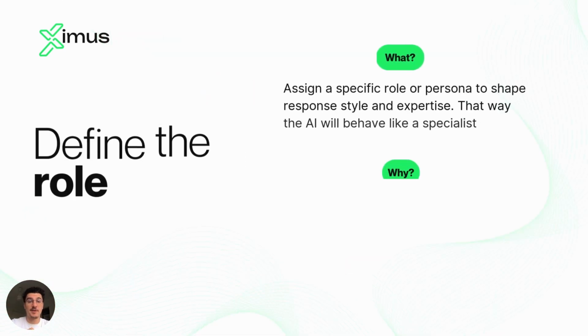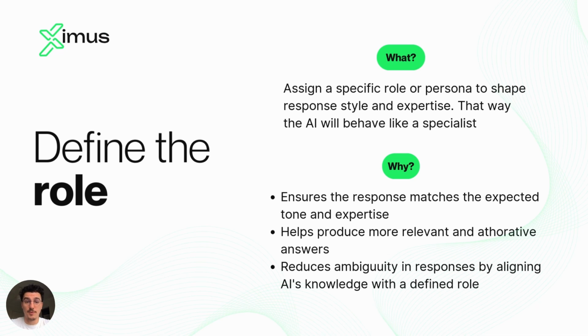Let's get into it. First, defining the role. What are we going to do here? We are assigning a specific role or persona to shape response style and expertise. In that way, the AI will behave like a specialist. Why would we do that? We want to ensure that the responses match the expected tone and expertise, and this also helps produce more relevant and authoritative answers, and it reduces ambiguity in responses by aligning AI's knowledge with a defined role.